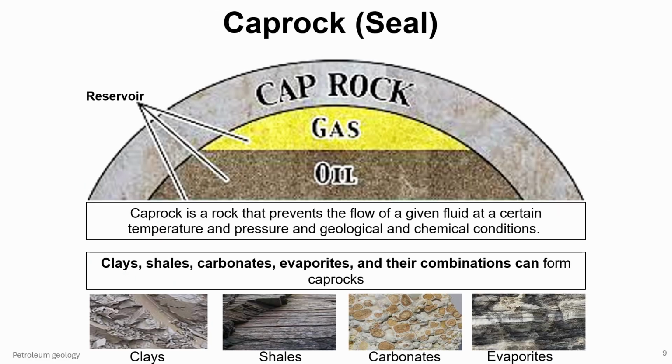Next is the caprock, also called the seal. A caprock is a rock that prevents fluid flow under certain pressure, temperature, and geological conditions. Common caprocks include clays, shales, carbonates, and evaporites. The caprock is essential because even if we have source rock, migration, and a good reservoir, petroleum will not accumulate economically unless there is a seal to stop upward escape.